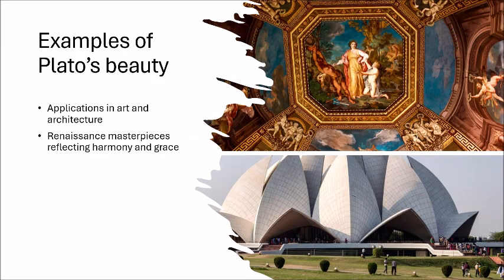Now for examples of Plato's beauty. Plato's ideas are evident in classical art and architecture. For example, the Parthenon's design reflects perfect proportions. Renaissance artists also embraced his ideas, creating works that mirrored harmony and grace. Today we see these principles in modern design and branding. So in these images, Renaissance artists embraced his ideas, and modern architecture also used the symmetry and harmony principles of Plato's beauty.